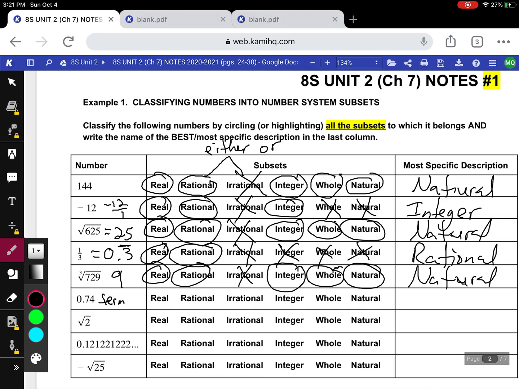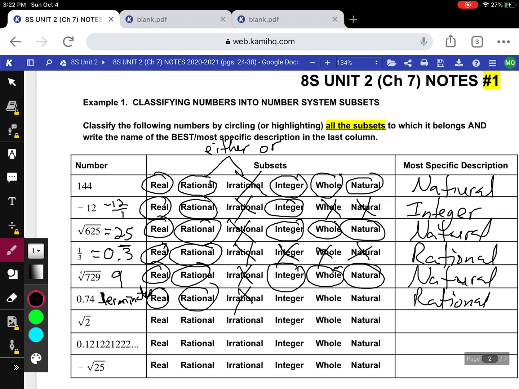0.74. That is a decimal. That's supposed to be a T. It doesn't look much like one. That terminates, okay? Which means I am a rational number still. I am not going to be an integer, though. I'm not one of those counting numbers or its opposite. I'm not 0 on up, and I'm not 1 on up. So my most specific is, once again, a rational number.